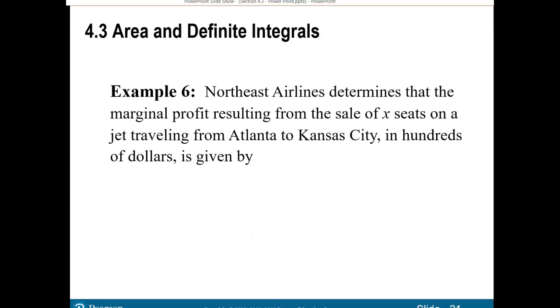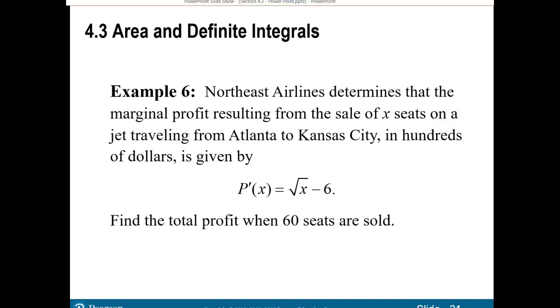All right, let's try another one. Northeast Airlines determines that the marginal profit resulting from the sale of x seats on a jet traveling from Atlanta to Kansas City, in hundreds of dollars, is given by P prime equals the square root of x minus 6. Remember, marginal profit is represented by the derivative of profit. Find the total profit when 60 seats are sold.